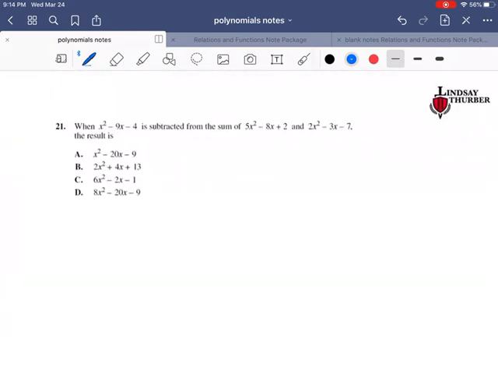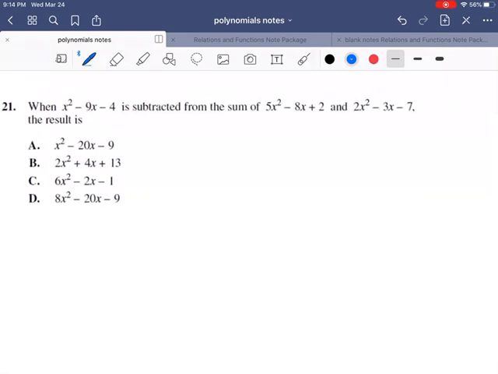Another example here: when x squared minus 9x minus 4 is subtracted from the sum of 5x squared and this next set of polynomials. So the sum means to add. So we've got to add these two here. Now, adding polynomials, you don't need to distribute a negative. You just collect your like terms. So 5x squared plus 2x squared is 7x squared. Negative 8x minus 3 more is negative 11x. And positive 2 minus 7 is negative 5. So we've successfully added these two.